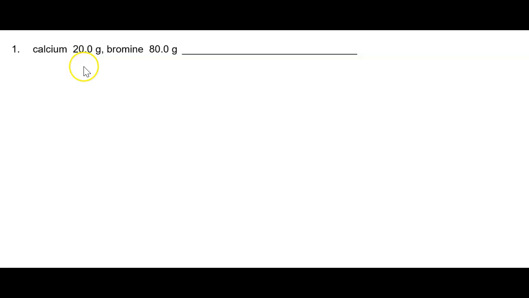Okay, so this is number 1. We have 20 grams of calcium and 80 grams of bromine. And we're going to calculate the empirical formula. So we're going to think about the poem. The first line of the poem is percent to mass. They're already in mass, so we can skip that step and go to the second step, mass to mole. So now we're on mass to mole.